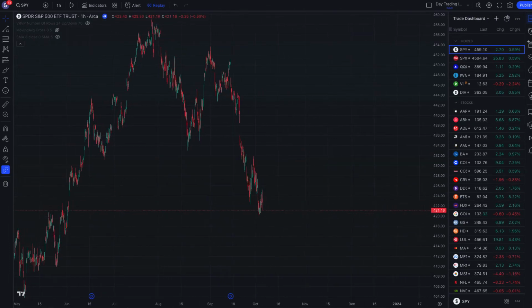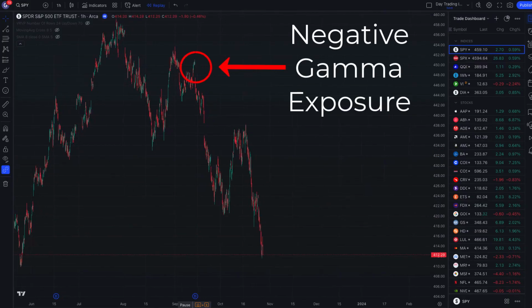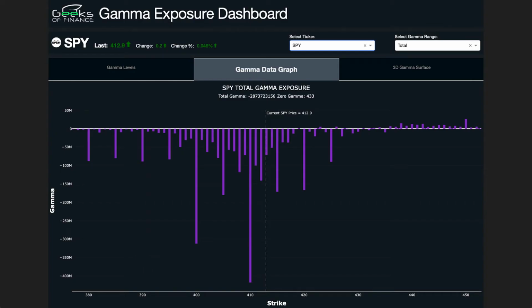I'm here with my partner Sean, and we are discussing negative gamma exposure. Gamma exposure, also known as GEX, is one of the best indicators that I've used to identify major market reversals before they happen. This is actually a screenshot from our gamma data graph.